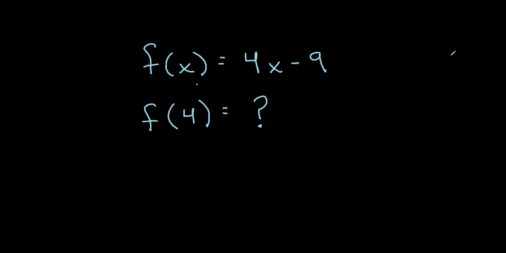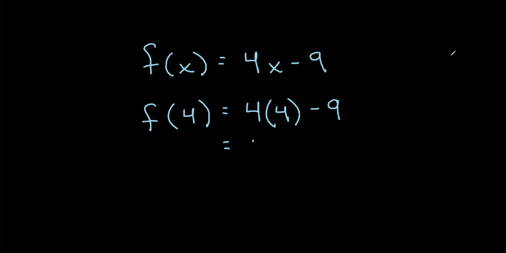Let's say we have the function f of x is equal to 4x minus 9. And let's say we want to evaluate this function at the value of 4. So how can we figure out what is f of 4? Well, the trick is we need to plug in a 4 every time we see an x in the function. So all we have to do is say 4. Instead of times x, we'll say times 4. And then minus 9. So let's see what we get.